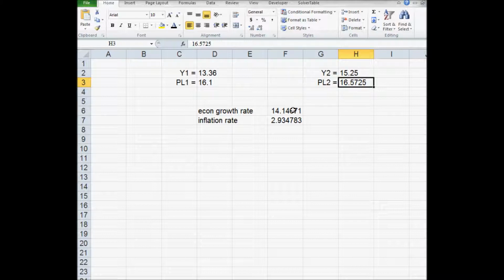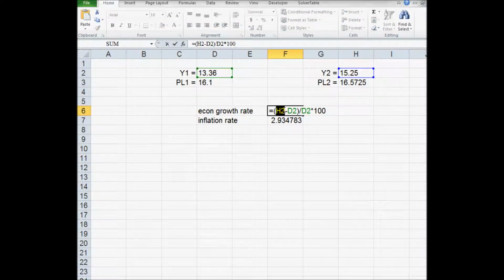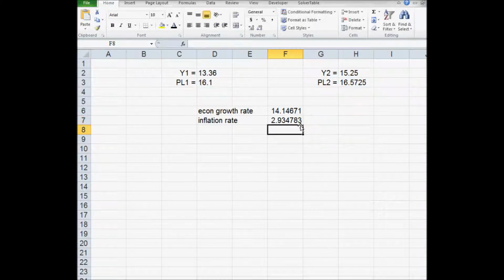Now, the economic growth rate is the percent change in real GDP. So H2 is what GDP is, D2 is what it was, and we divide that difference by what it was and multiply by 100. The inflation rate is the same calculation, but we're using price levels. H3 is what the price level is, D3 is what it was. So the inflation rate now is only 2.934783. We'll limit that to 3 decimal places.